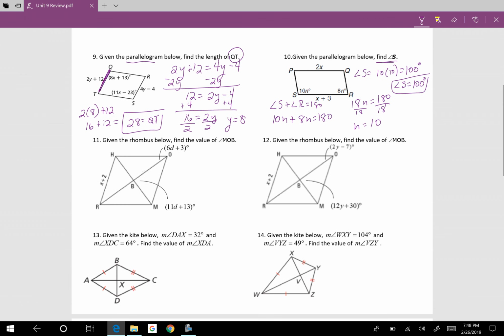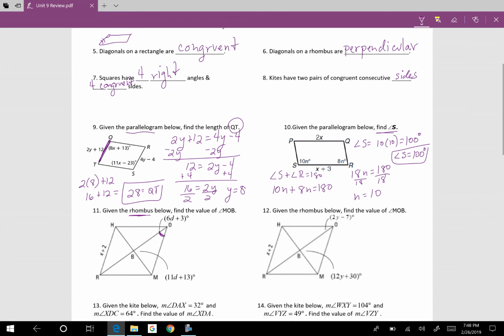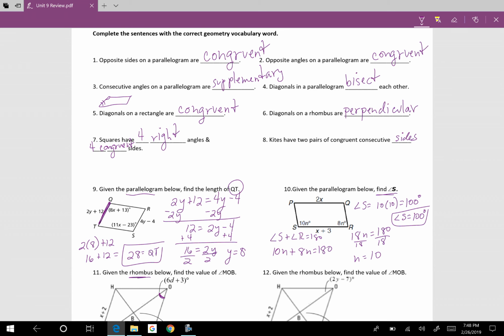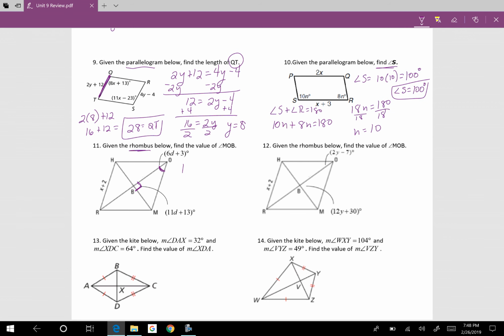Okay, next one. Given the rhombus below, find the value of angle MOB. So at this half right here. Okay, we're looking for just this part right here. Now, what we've got to do is recognize this 11D plus 13 is pointing to this right here. Now, this is a rhombus. And if you look back up here, it says the diagonals in a rhombus are perpendicular. So they meet at a right angle. So this here is 90 degrees. So this 11D plus 13 has to be equal to 90.